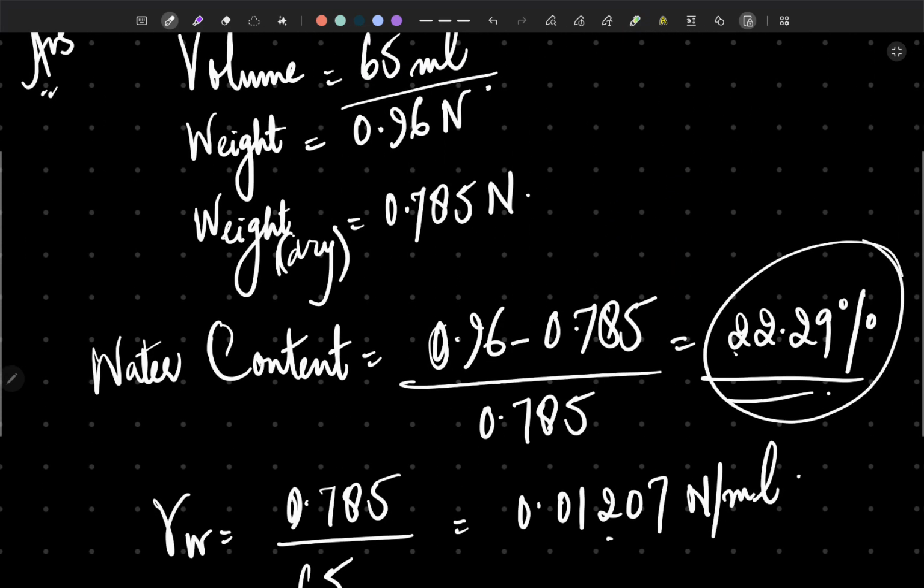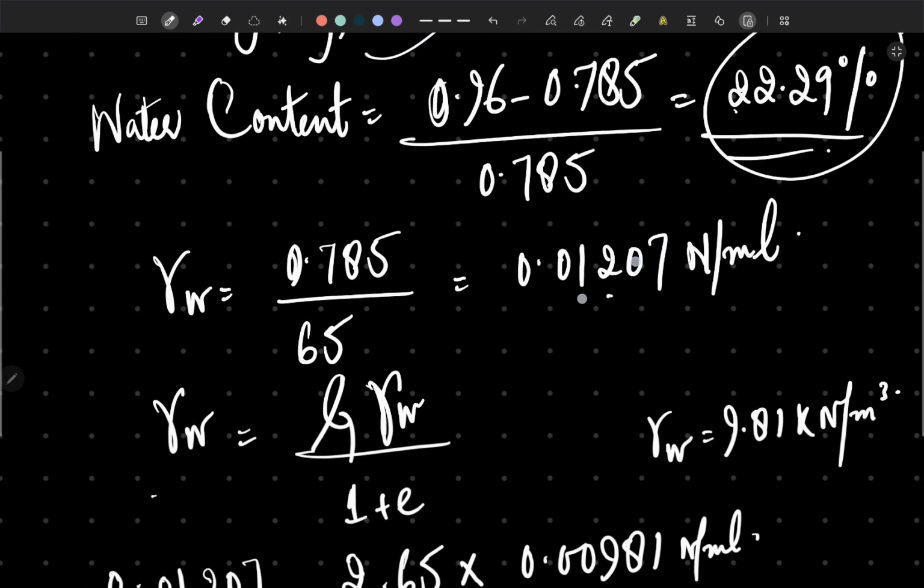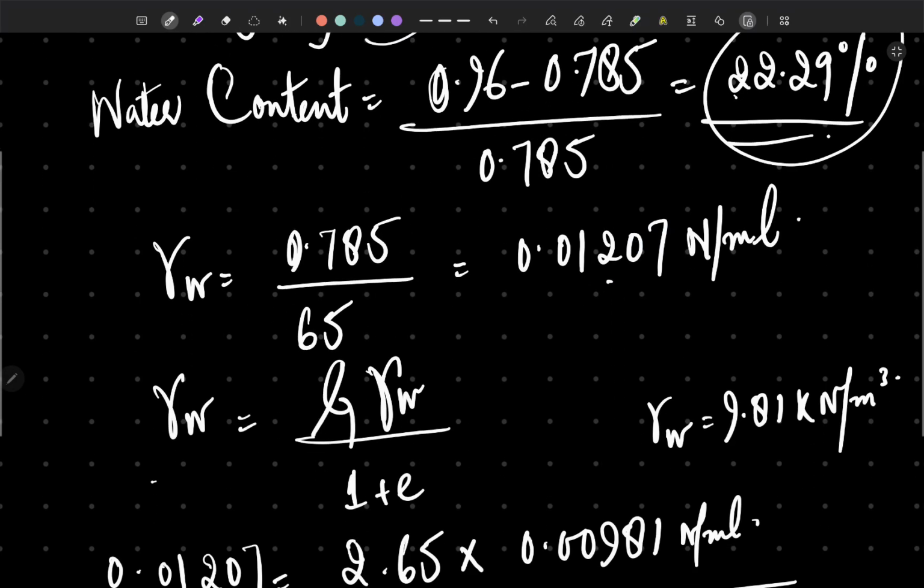We first found the water content, then the dry unit weight. Once again, I don't know why this happens. Subconsciously, I just write W instead of D. Dry unit weight, it is how much?